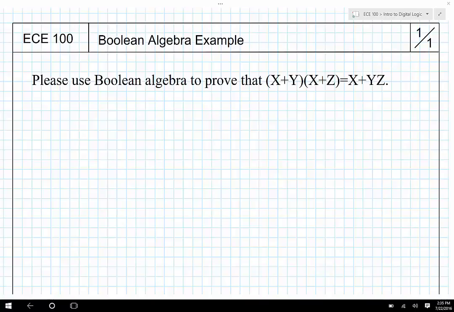Okay, time to prove using Boolean algebra that x or y and x or z equals x or y and z. Now, Boolean algebra proofs, just like any other proofs, can be simple when you see them done by somebody else. They can be frustrating when you have to do them for yourself, because you look at the proof and you say, oh, you said and 1 there. That's totally valid, but I have no idea how you knew how to do that.